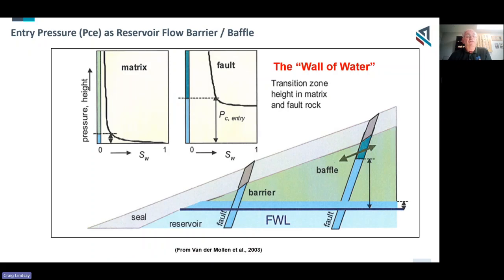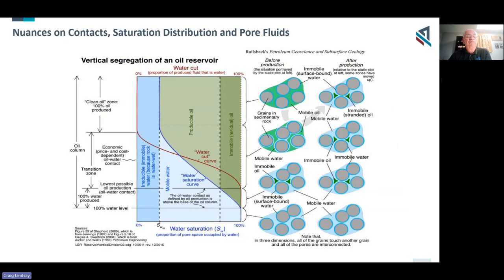And this is just another example of the same thing where we look at the matrix rock in a reservoir, which shows that low entry pressure, and then we look at the fault rock, which has got a very high entry pressure, and it creates this, what has been termed a wall of water, which could be a complete barrier along a fault, or it could just be a baffle at some point, and the column height will be high enough to allow hydrocarbon to desaturate the pores and move from one side to the other.